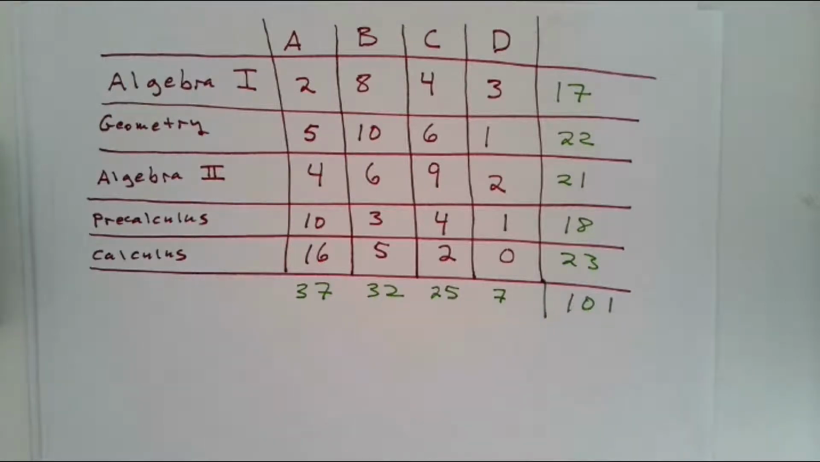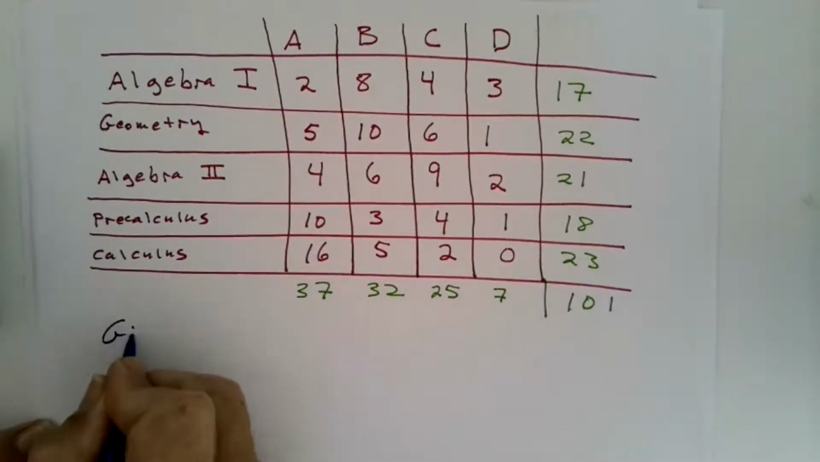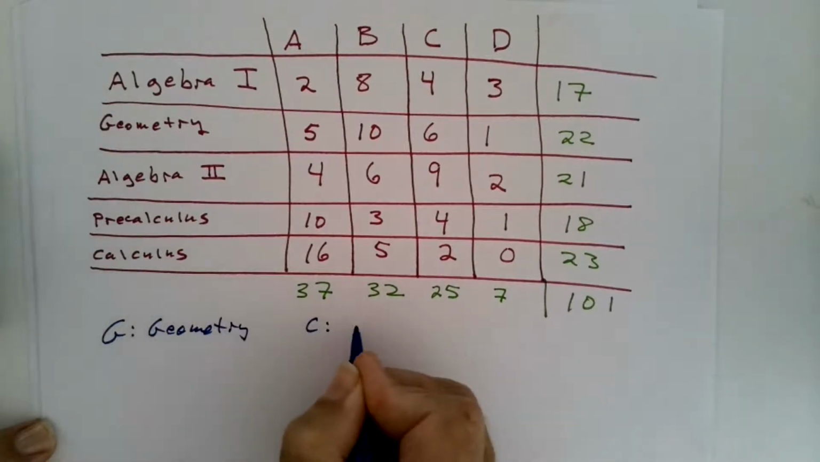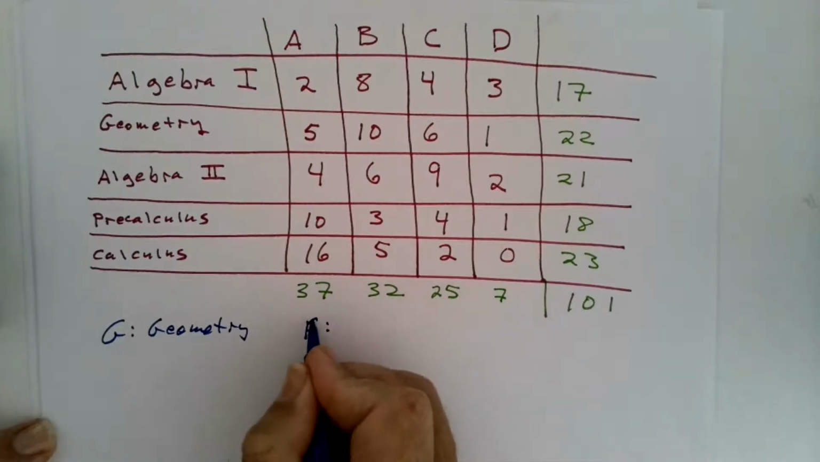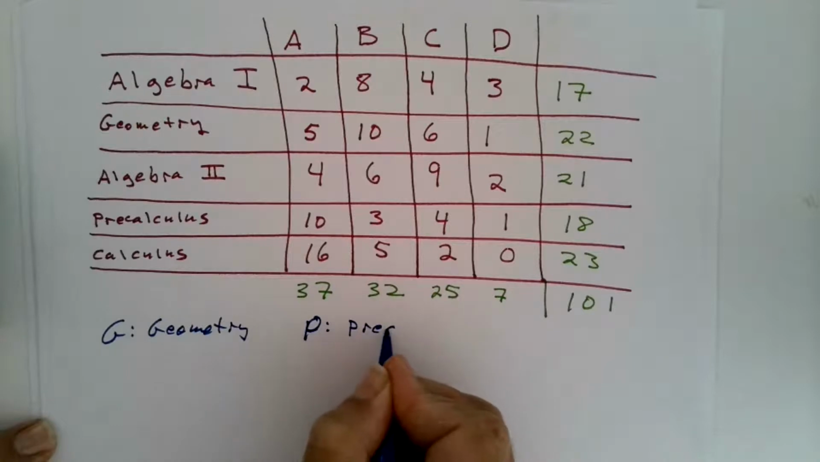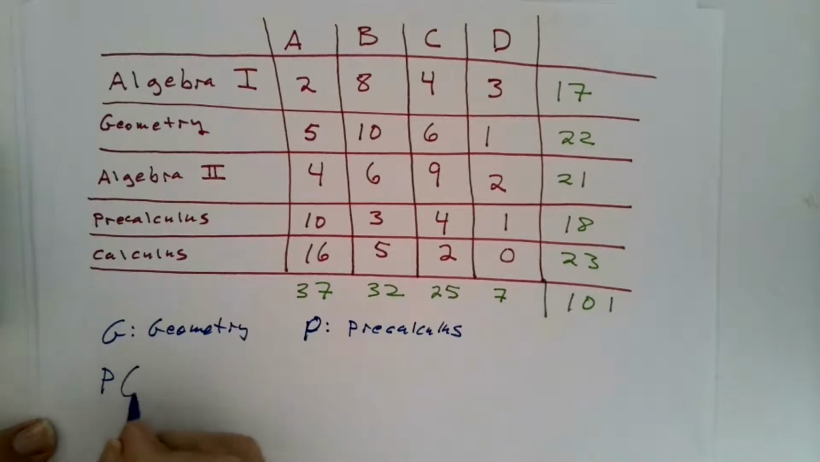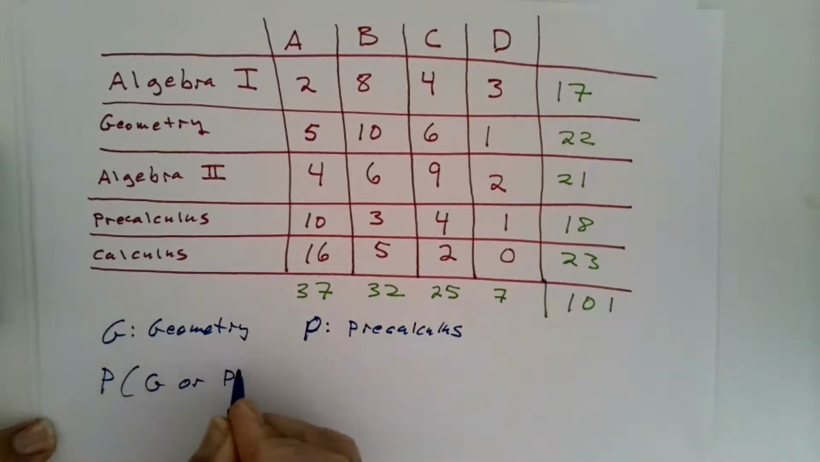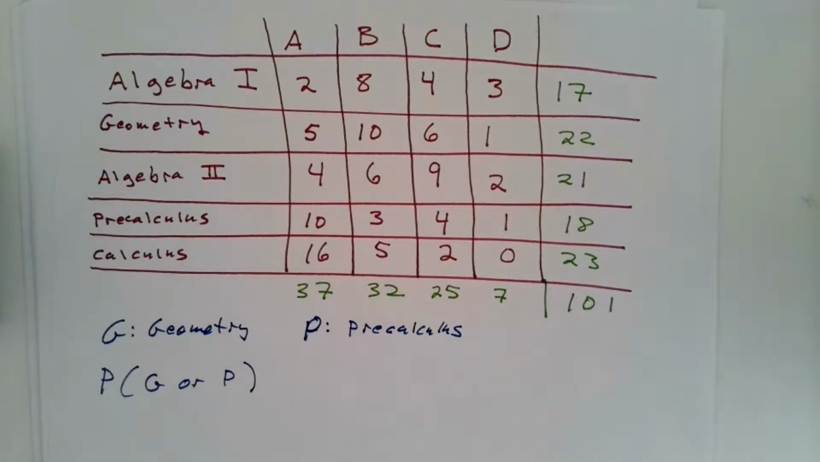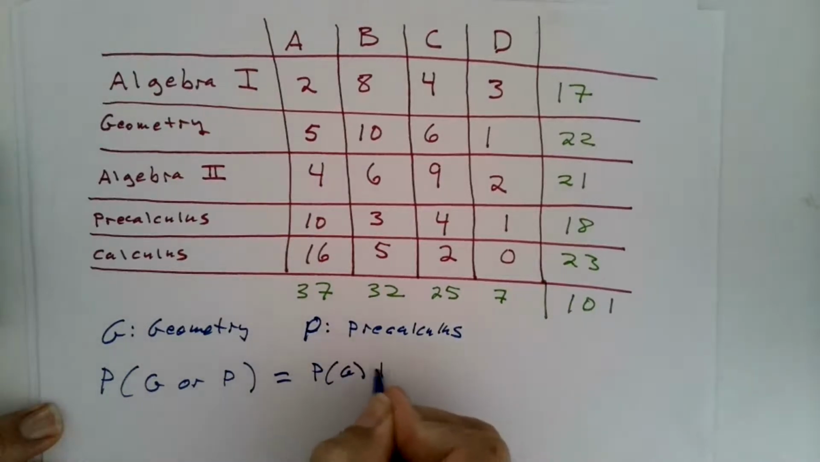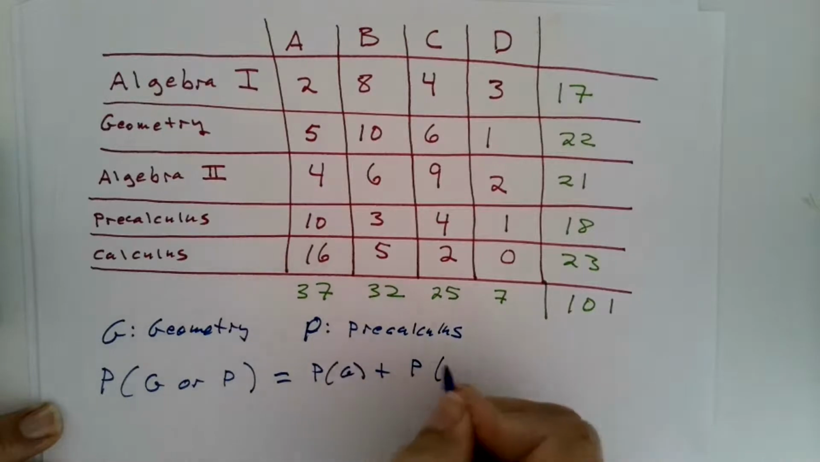If G is the event that a student is in geometry, and PR is the event that the student is in pre-calculus, I could ask, what is the probability of G or PR? No student is taking both classes. A student is either in geometry or in pre-calculus. We're not going to ask a high school student to take 2 math classes. So that would simply be the probability of G plus the probability of PR.